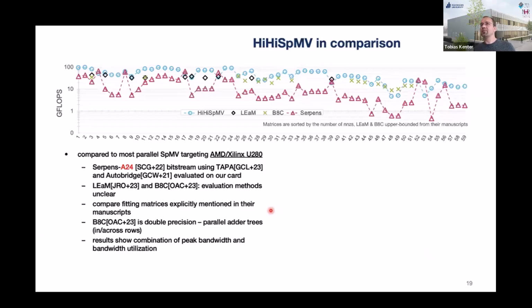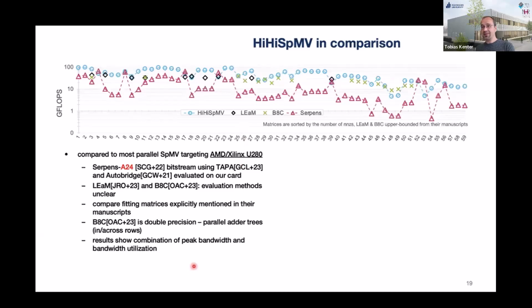Which is interesting because we see, for example, that in some matrices, Serpens performs much worse than our design, and in others, for example here, where our design doesn't have a very good bandwidth utilization, then Serpens performs better. But overall, in the big picture, HiHiSpMV performs pretty well.